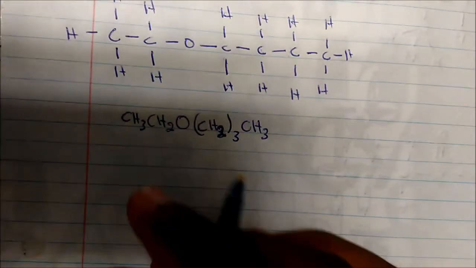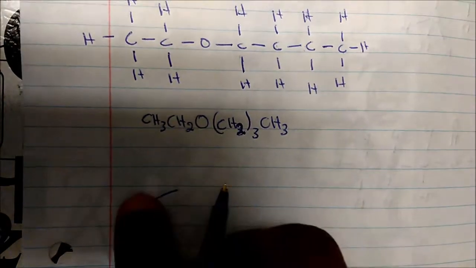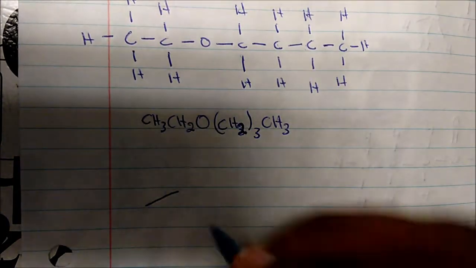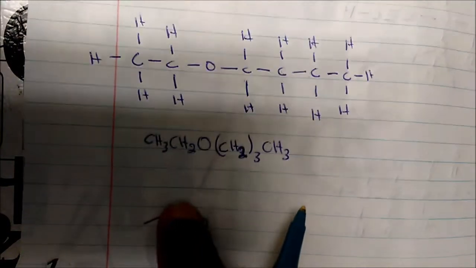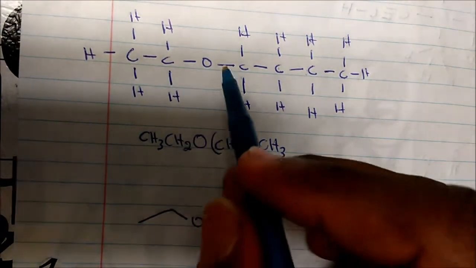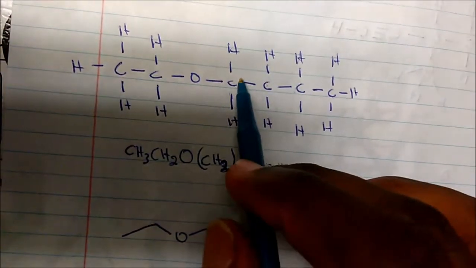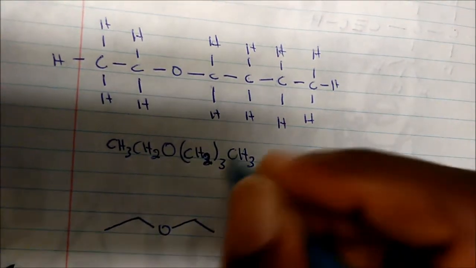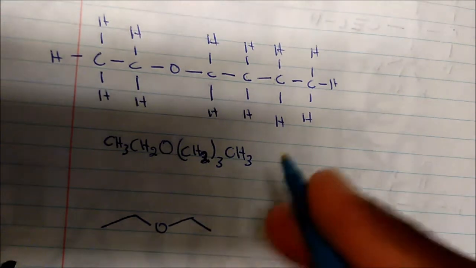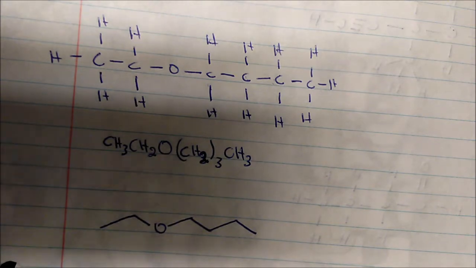So how would we represent this as a bond line structure? Well, again, I have CH3 at the end. So there's my CH3 that comes from here. I have this that's bonded to an oxygen. Here goes my CH2. So I have my CH3, my CH2, which is right here, and my oxygen. Now the oxygen is bonded to a CH2. This CH2 is bonded to another CH2, and then we have this CH3 at the end. So this would be the bond line structure for that molecule.